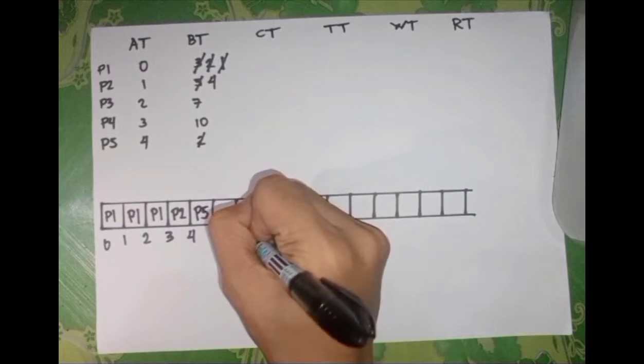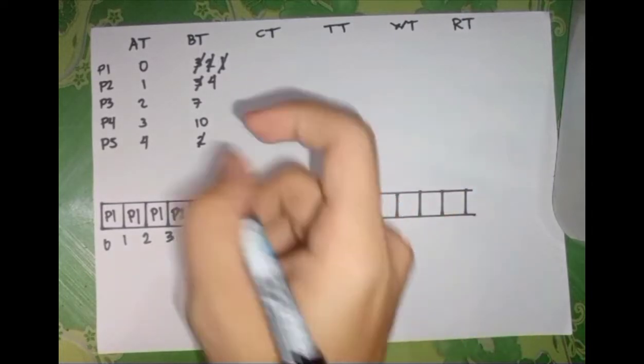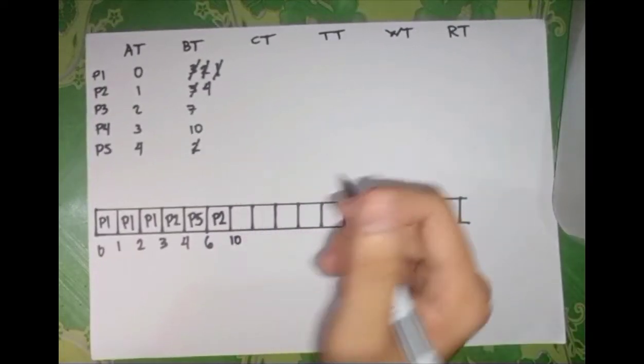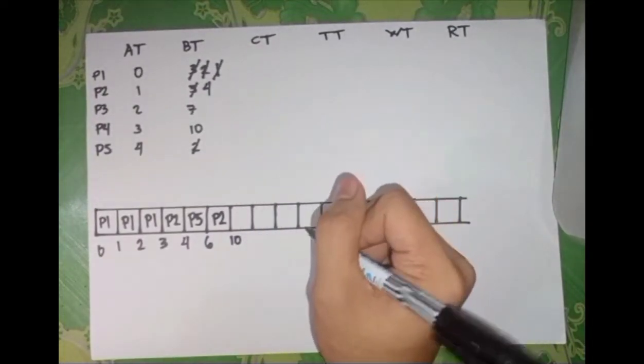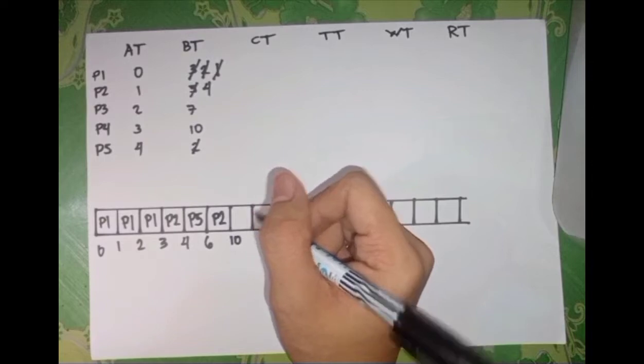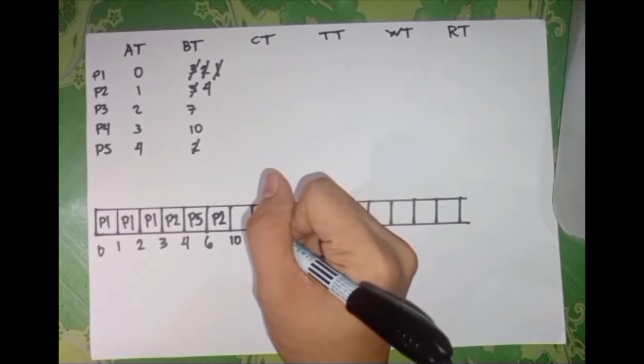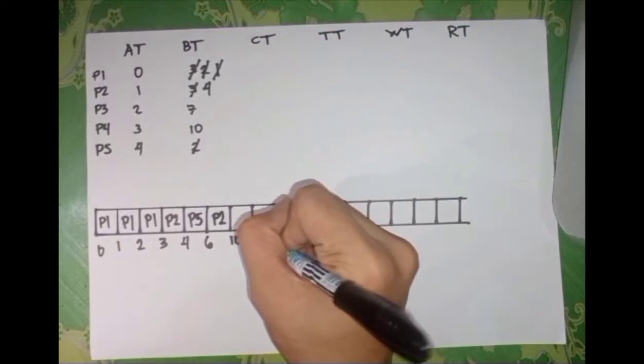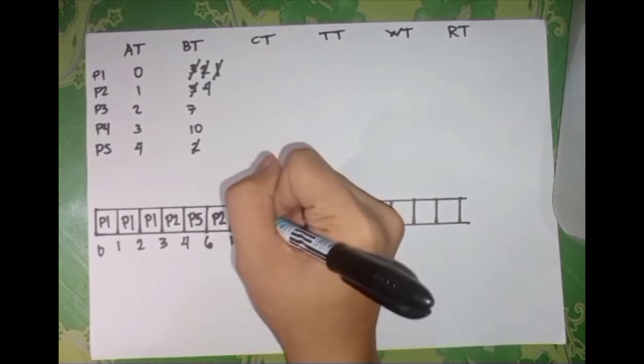P5 is now out of the system. Next one is P2. It has 4 time units left. P2 is out of the system. And now we have 2 processes left, P3 and P4.